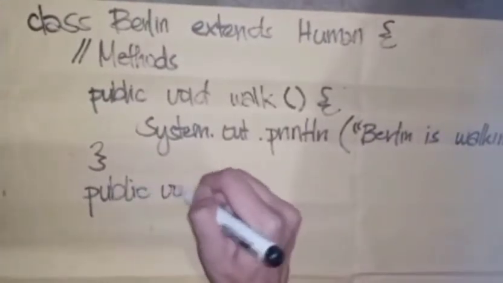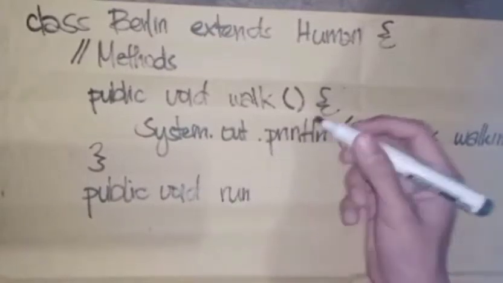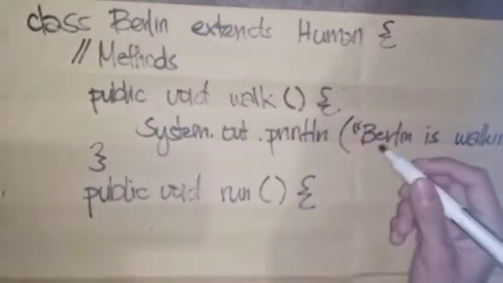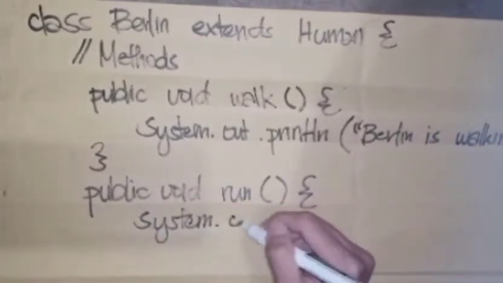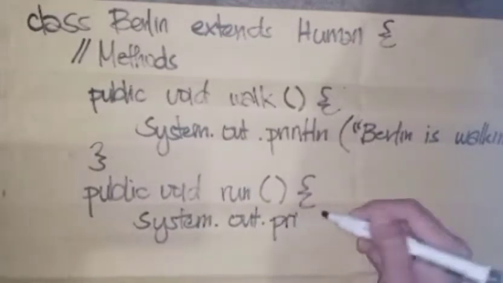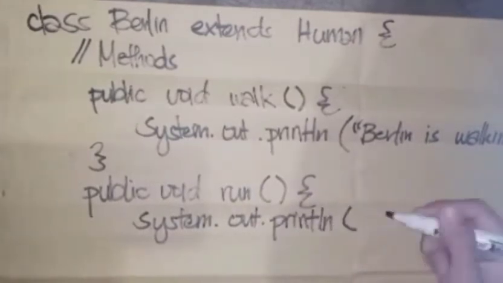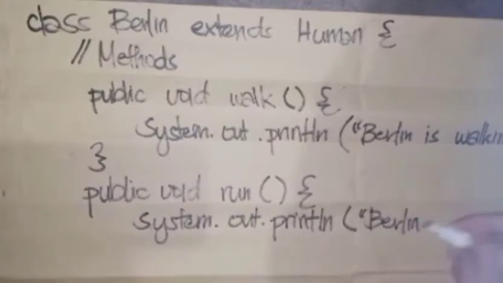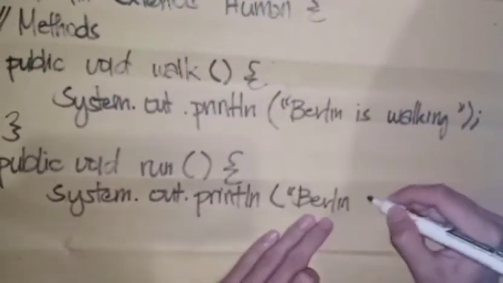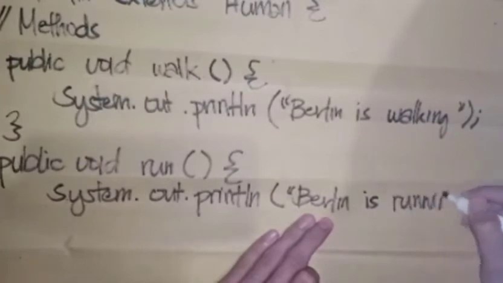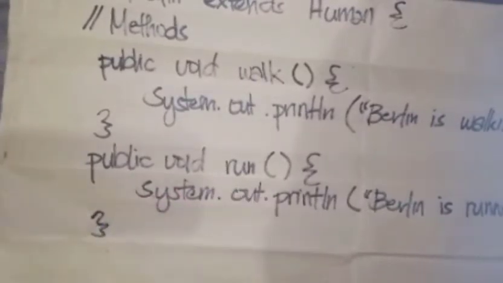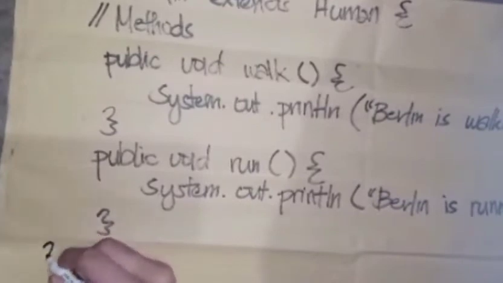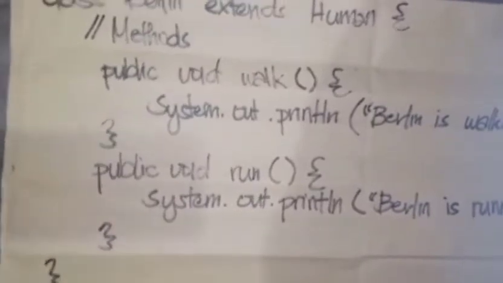We have already declared what will happen when we call the method walk, which is to print out a line on our screen which is Berlin is walking. And then we are now also declaring what will happen when we call the method run in our main class, which is to print a line on our screen with a text saying Berlin is running. We then finish it off by closing the brackets.